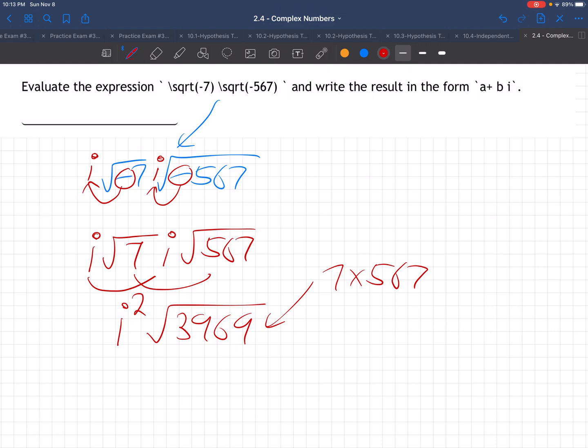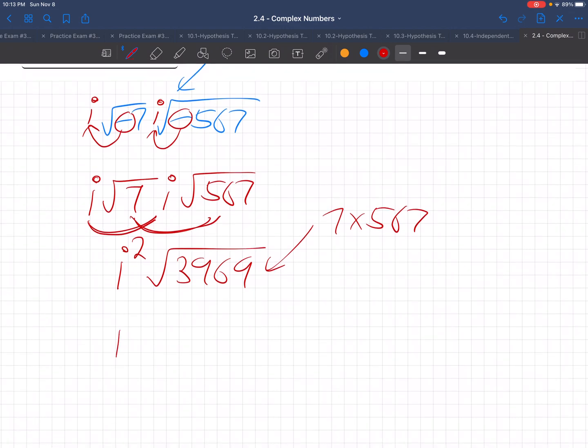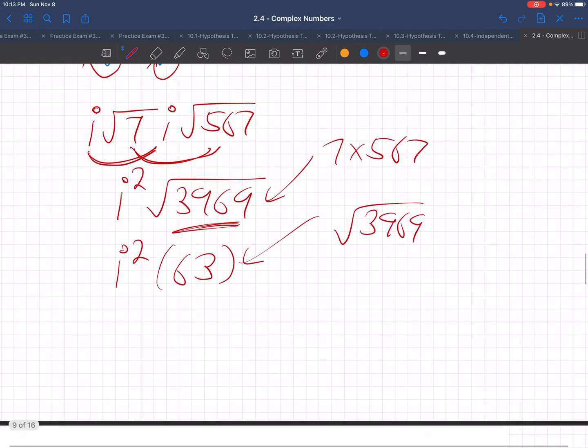See what I did there? I just multiplied the i with the i and the number with the number. Okay, and then if you hit the square root button on your calculator, you'll find out this is 63. And remember what i squared is? In fact, I probably shouldn't have written it.